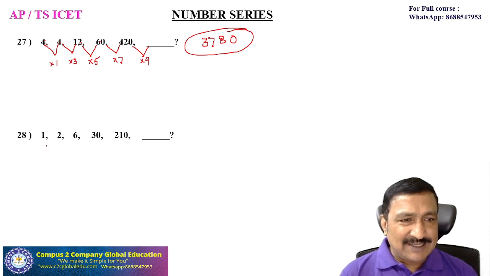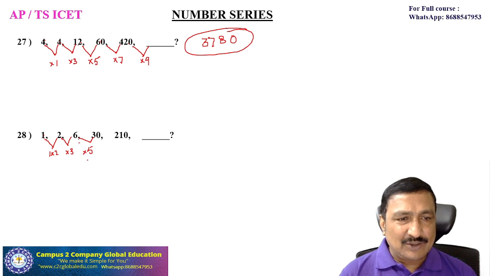If you look at the next series, 1 and 2. How are we getting 2 from 1? If you multiply 1 into 2, 1 into 2 is equal to 2. How are we getting 6 from the 2? If you multiply it by 3, 3 twos are 6. And if you multiply it by 5.